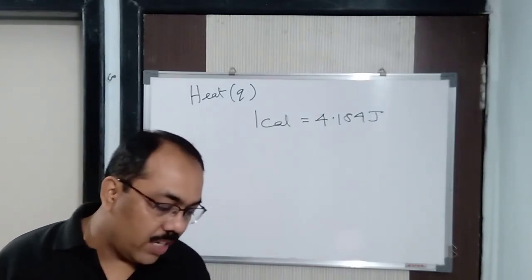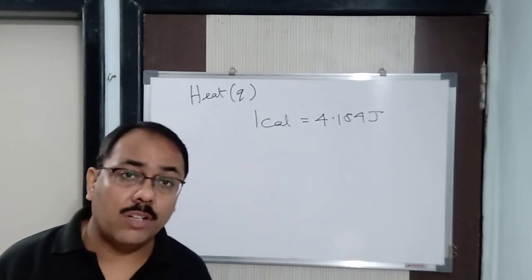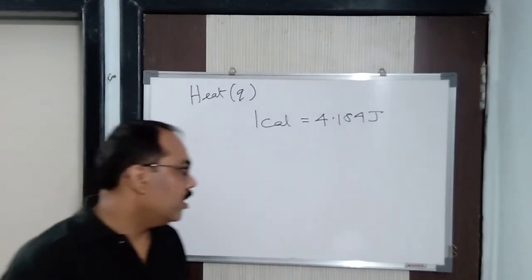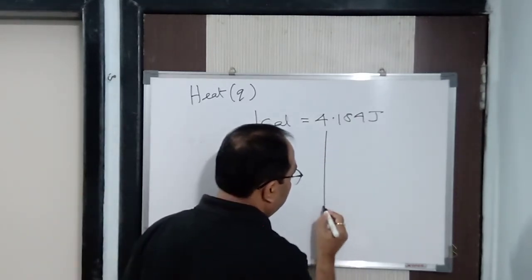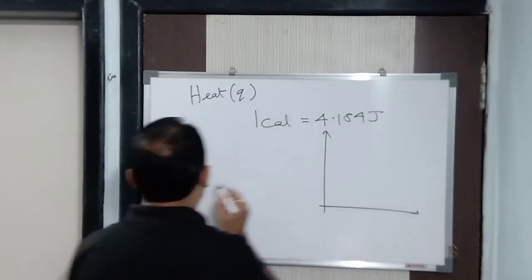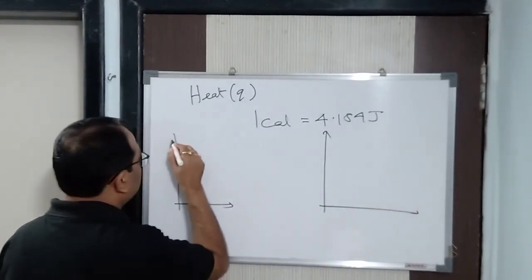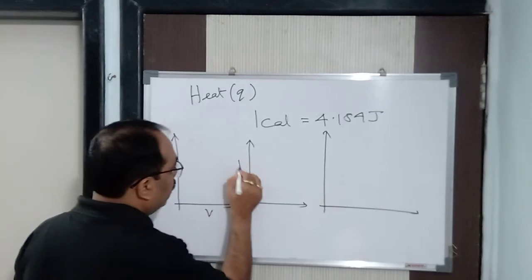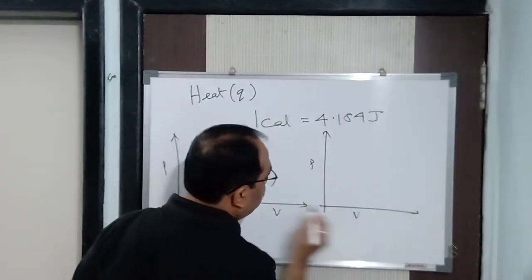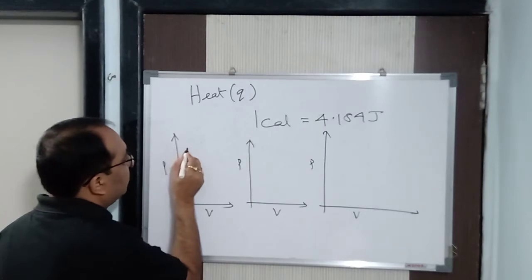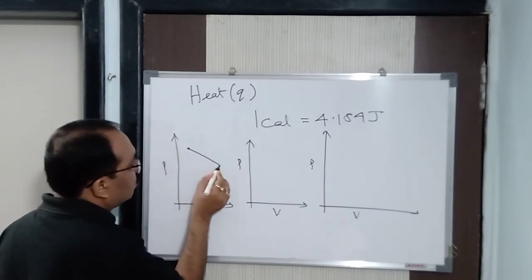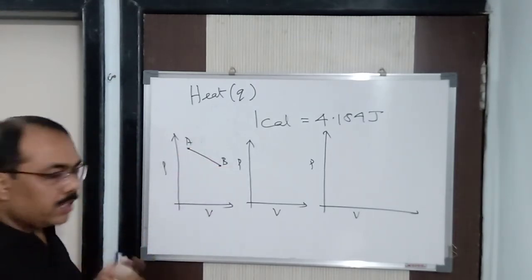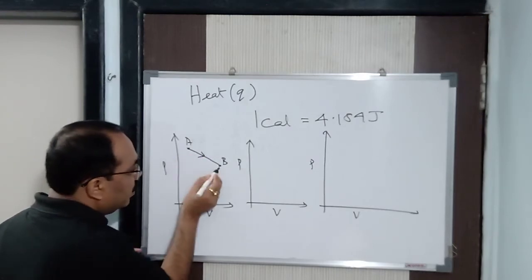Next, work and heat are both path functions, not state functions. I have explained this, but let me take one more example with a graph. This is a P against V graph. A person wants to go from A to B. What he can do is go directly from A to B in this way.